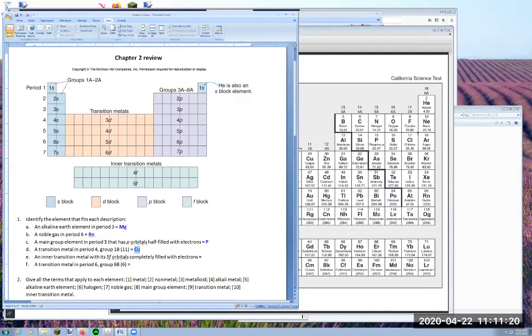And that would be, no, it's not lutetium, because lutetium would be 4f. So it's Lawrencium, Lr. Lawrencium here is the one that has its 5f orbitals filled, and it's an inner transition metal, because lutetium would be a 4f.